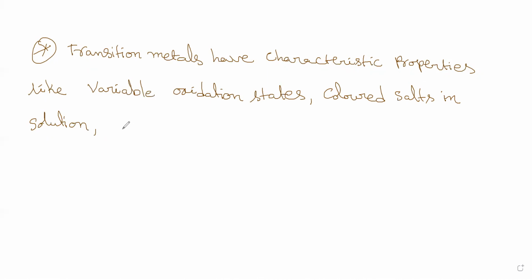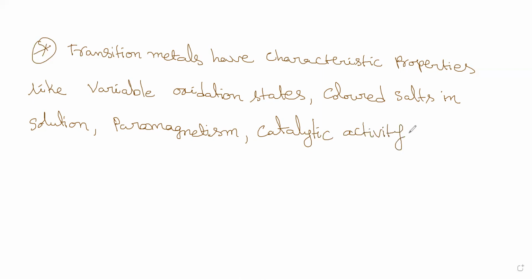Next one, paramagnetism. Catalytic activity. Formation of alloys. These are the different properties of transition metals. So that is d block elements.